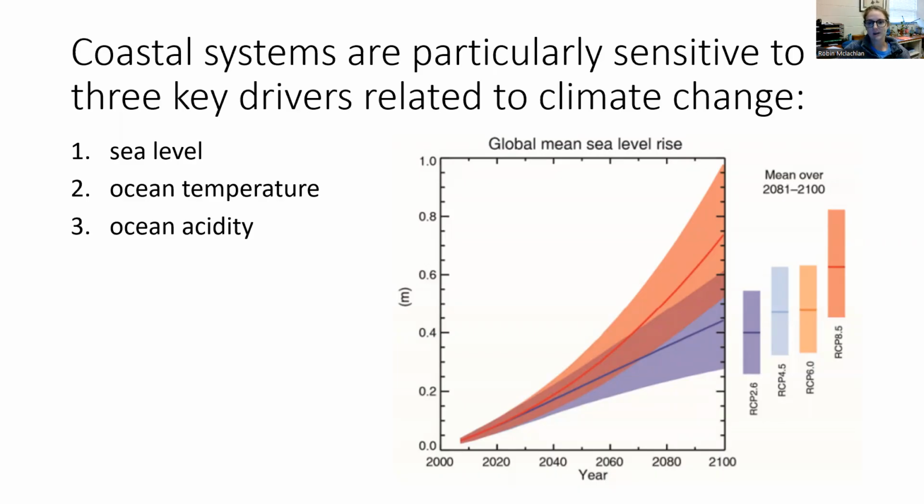This graph here is showing the global mean sea level and how we expect it to change from modern times up to the year 2100. And you can see that in RCP 2.6, that best case scenario, we expect 0.4 meters of sea level rise. That's over another foot of sea level rise. And then with the worst case scenario, RCP 8.5, we expect to see 0.8 meters or over 2 feet of sea level rise.